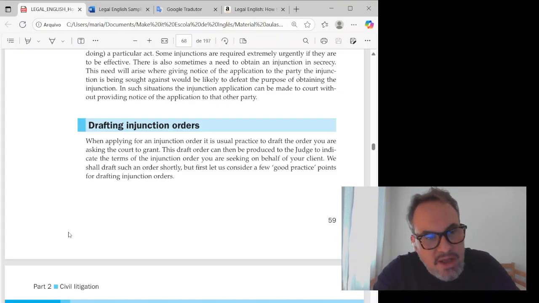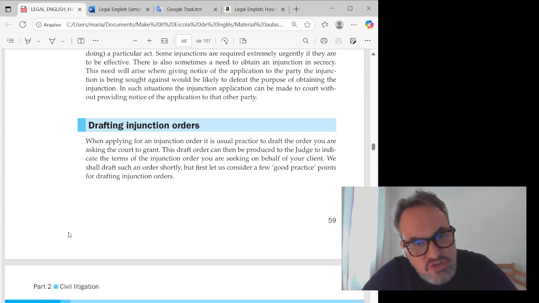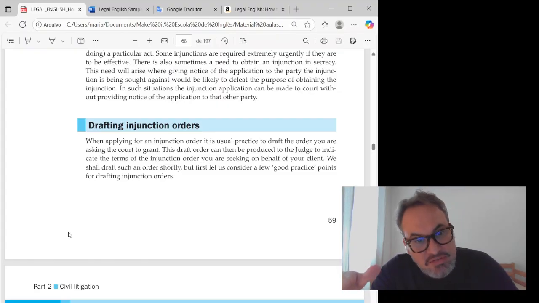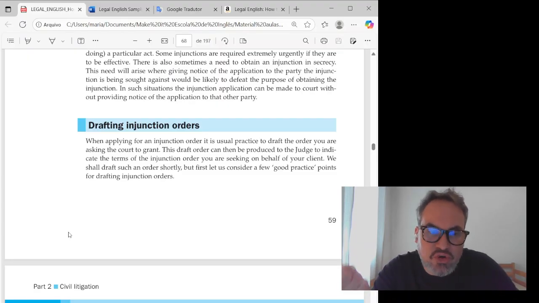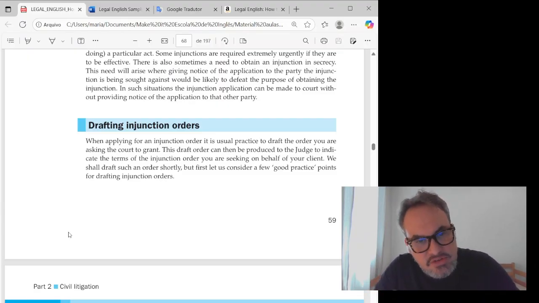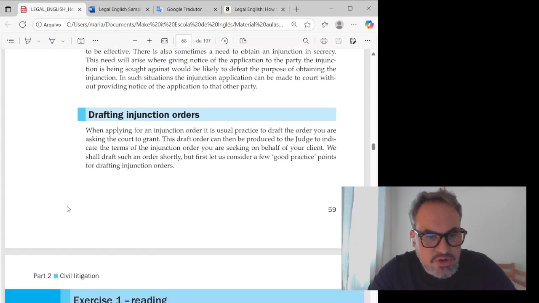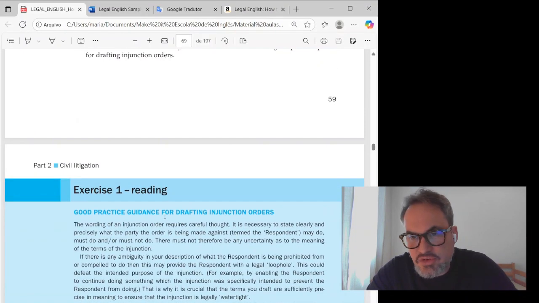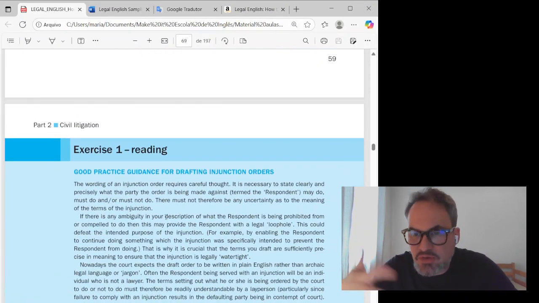Okay, so when applying for an injunction order, it is usual practice to draft the order you are asking the court to grant. Exactly like I said. This draft order can be produced to the judge to indicate the terms of the injunction order you are seeking on behalf of your client. We shall draft such an order shortly, but first let us consider a few good practice points for drafting injunction orders. So now you're going to understand some good practices to draft that order we need, right?